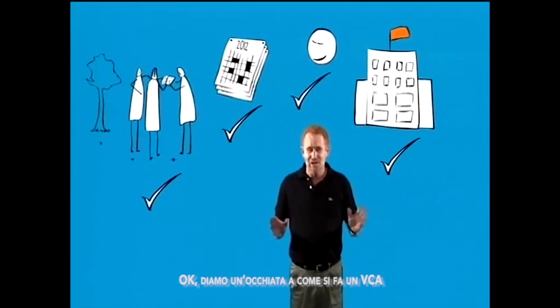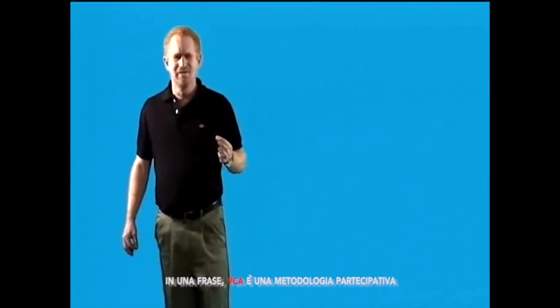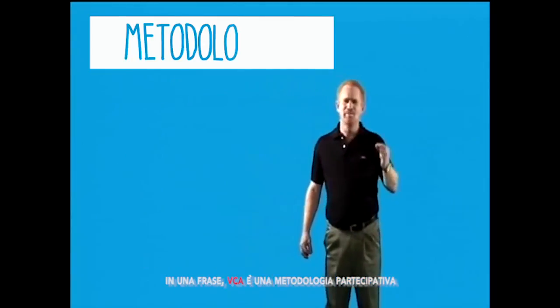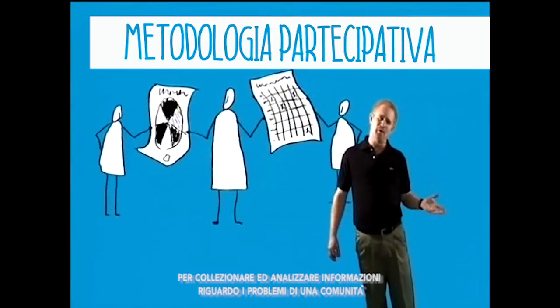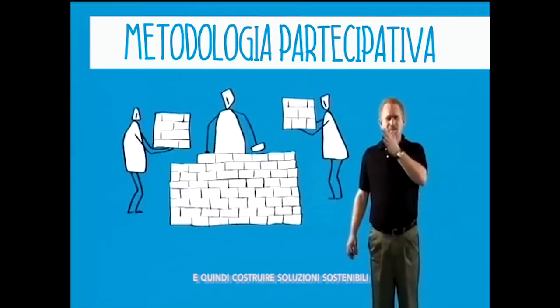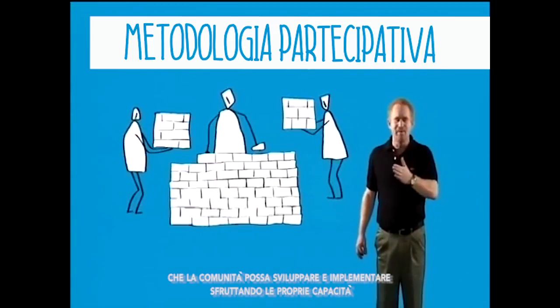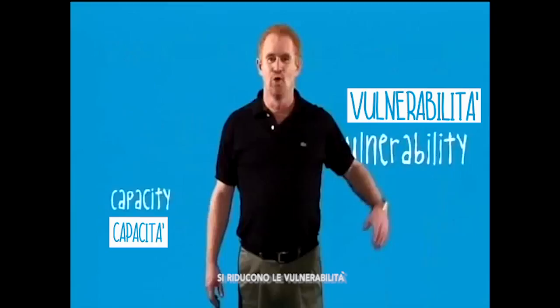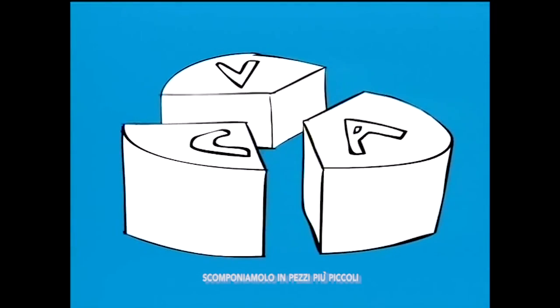Okay, let's look at how we do VCA. In a sentence, VCA is a participatory-based methodology for collecting and analyzing information about community problems, and then building sustainable solutions that the community itself can develop and implement using their own capacities. We reduce vulnerability and increase capacity. Let's break this down into manageable pieces.